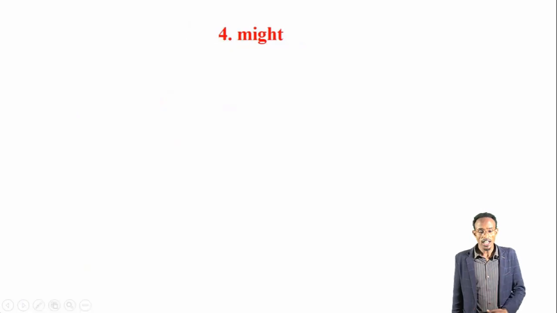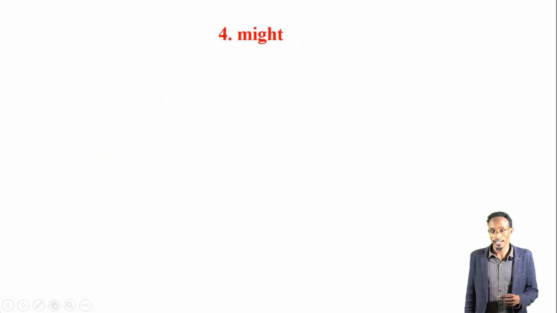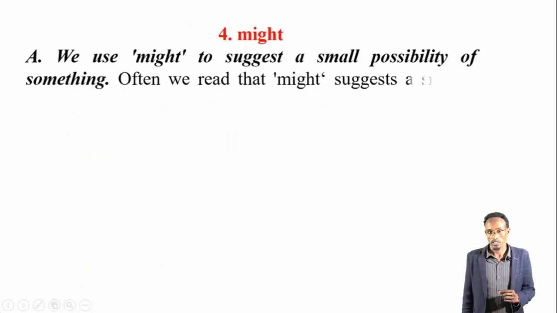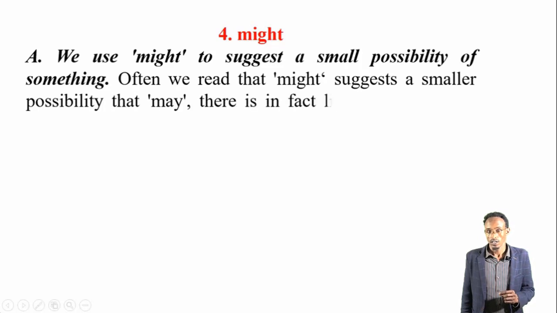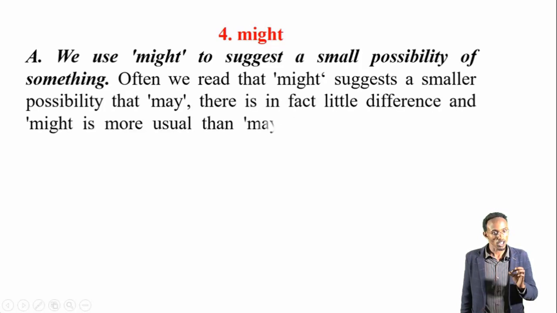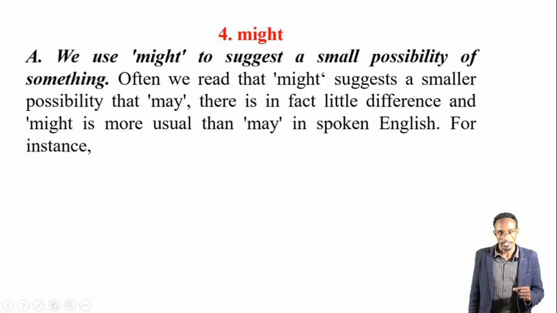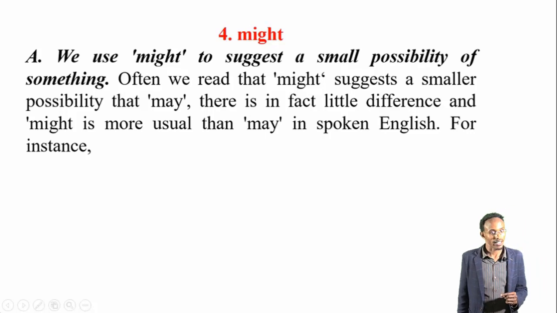Okay, the fourth is might. Also, might we use to suggest a small possibility of something. Often we feel that might suggests a smaller possibility than may. There is in fact a little difference. Might is more usual than may in spoken English.